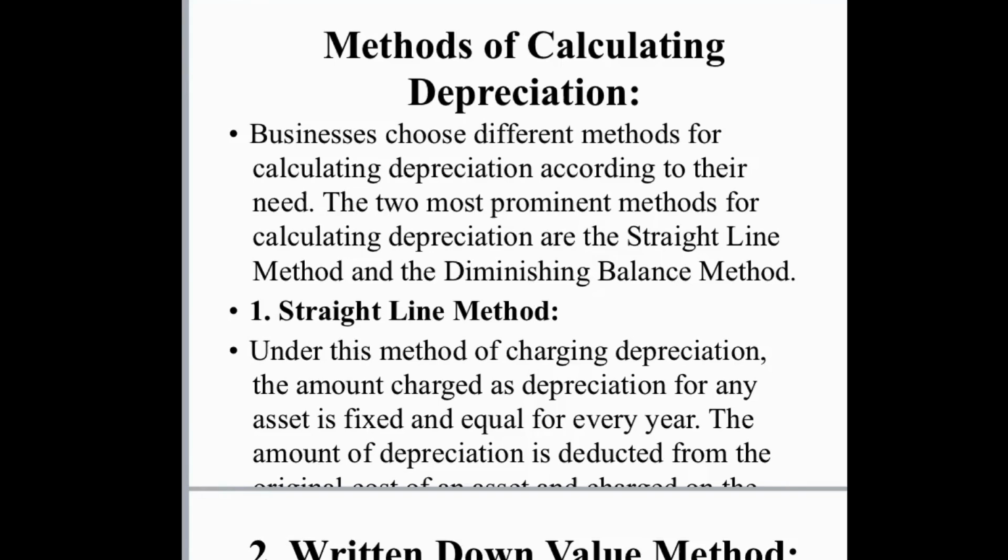In this method, what did I do? Every year I kept 1 lakh aside as depreciation. This is called the straight line method. Next, what does the reducing balance method mean? Today I purchased a car for 5 lakhs. Next year, what will be the value of the car? 4 lakhs. So on 4 lakhs, I'll calculate 10%, that is 40,000, and keep it aside.